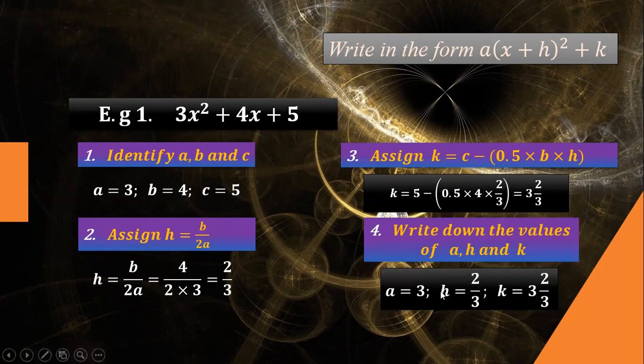So now that we know what A, H, and K are, we are ready to write this expression in the form of A into (x plus H) all squared plus K. Take a second, and if you haven't already, take down this entire slide. When you're finished, rewind the chart, or just simply unpause the video.